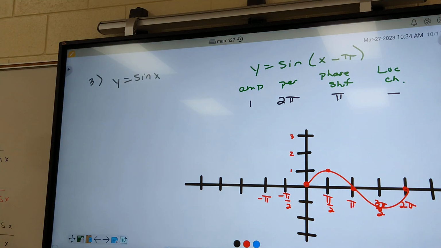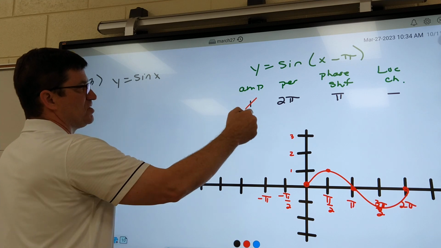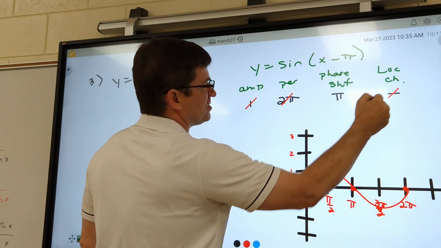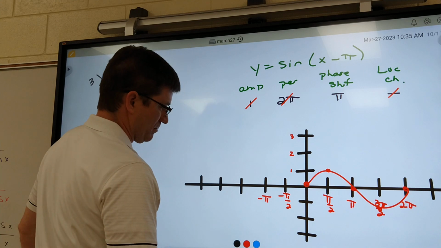So this is why we've been learning how to fill in the chart, so we can learn how to graph. So you have to basically work that out. Yep, so amplitude didn't change, period didn't change, location change didn't change. The only thing I'm changing on this problem is the phase shift. And this is the easiest one to graph. How do you know if it changes?